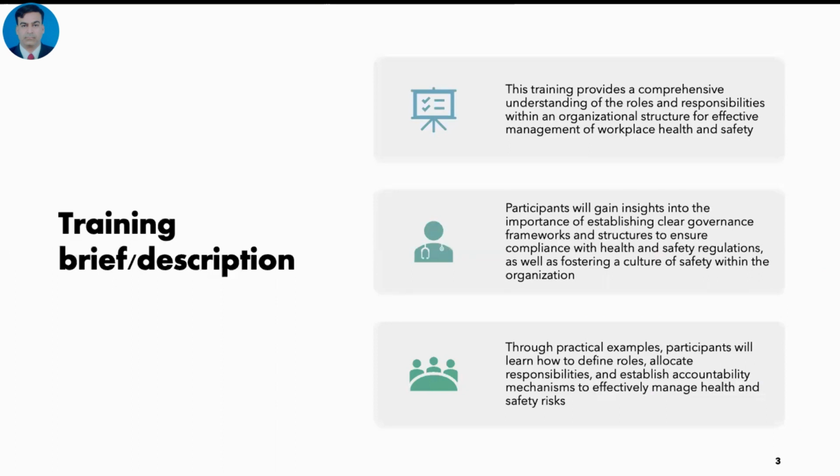Then participants will gain insights into the importance of establishing clear governance frameworks and structures to ensure compliance with health and safety regulations, as well as fostering a culture of safety within the organization. Through practical examples, participants will learn how to define roles, allocate responsibilities, and establish accountability mechanisms to effectively manage health and safety risks.